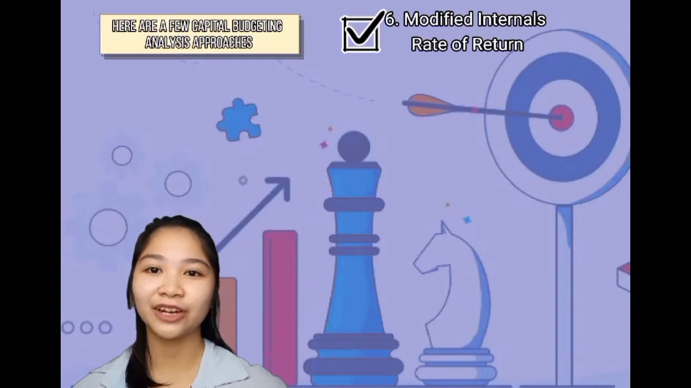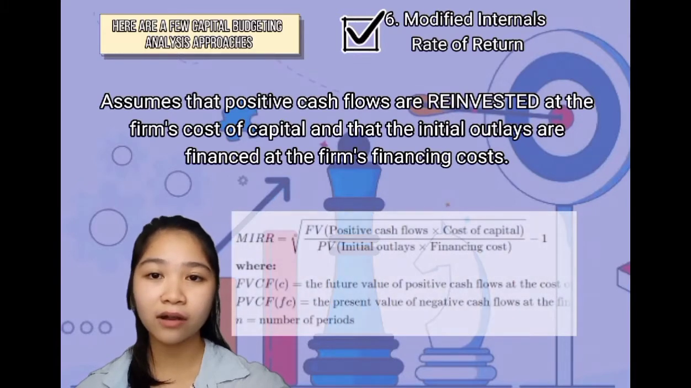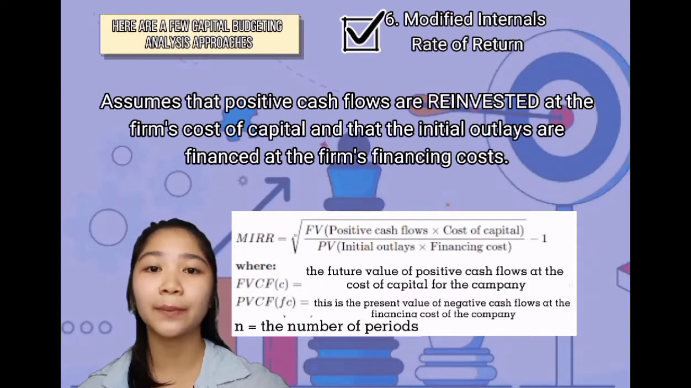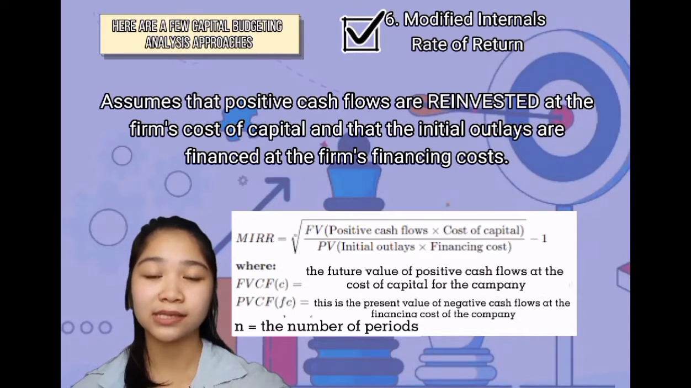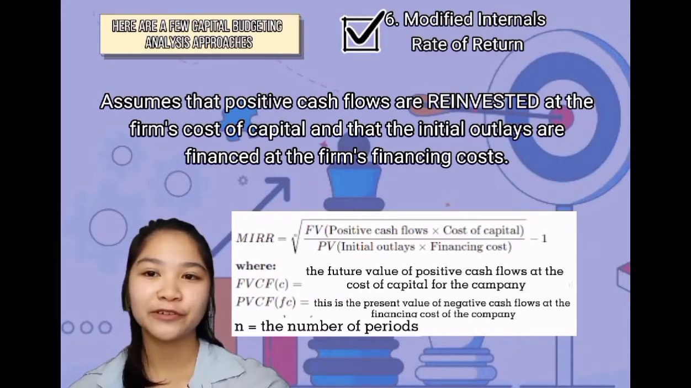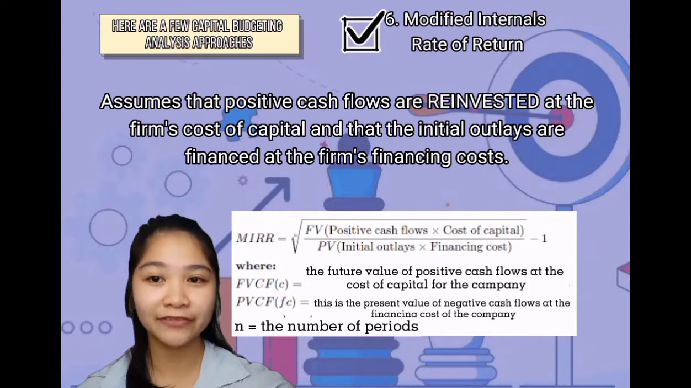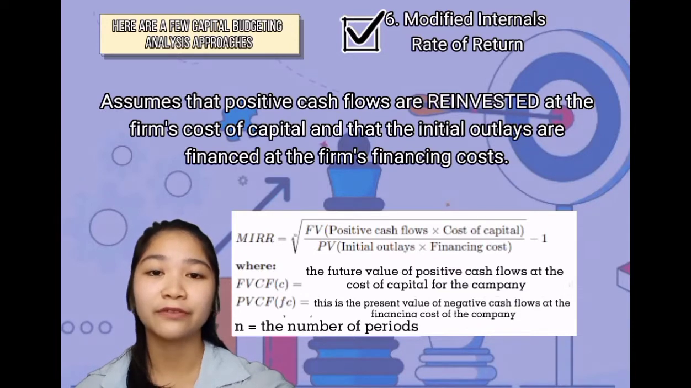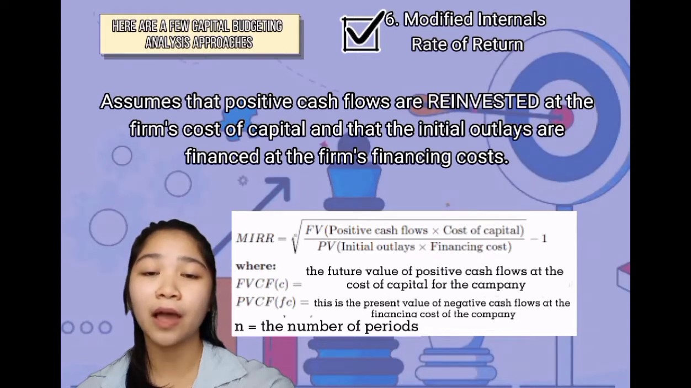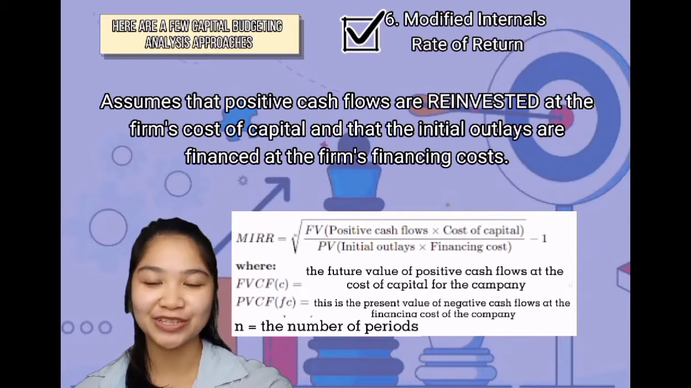And 6, modified internal rate of return, or MIRR, assumes that positive cash flows are reinvested at the firm's cost of capital and that the initial outlays are financed at the firm's financing costs, where FV(CF(C)) is the future value of positive cash flows at the cost of capital for the company, and PV(CF(FC)) is the present value of negative cash flows at the financing cost of the company, and N is the number of periods.